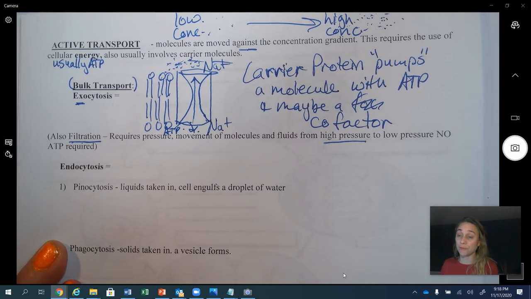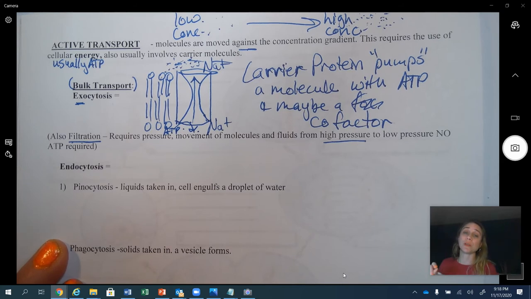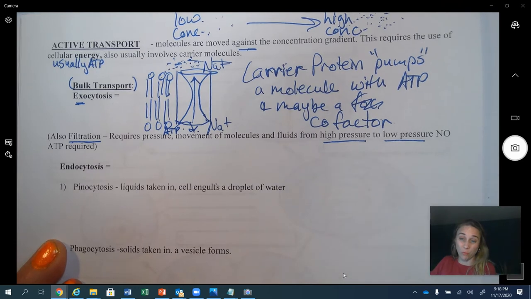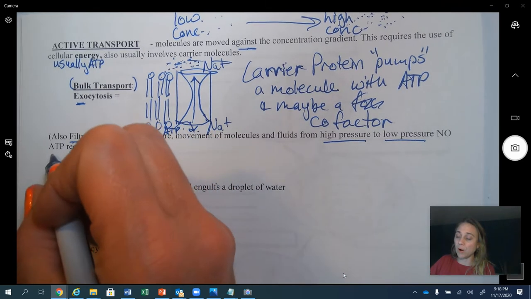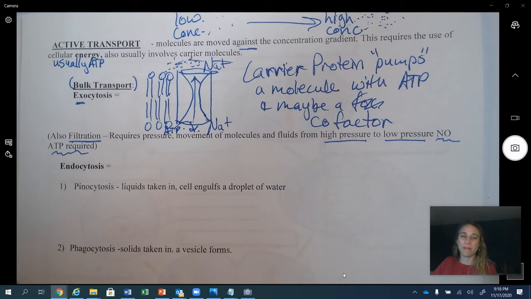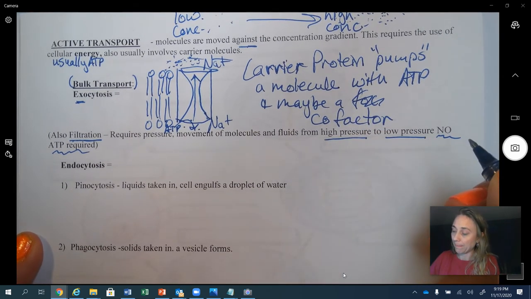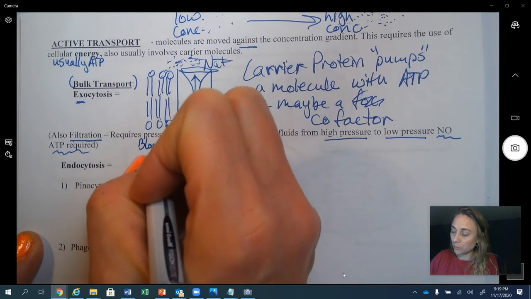If your blood pressure is not high enough, your kidneys are not going to be able to do this effectively. So they do use blood pressure, and the molecules go from high pressure to low pressure, but no ATP required. So that's one situation that I know of, filtration, that requires no ATP, but it does require high pressure to low pressure. So it requires blood pressure.